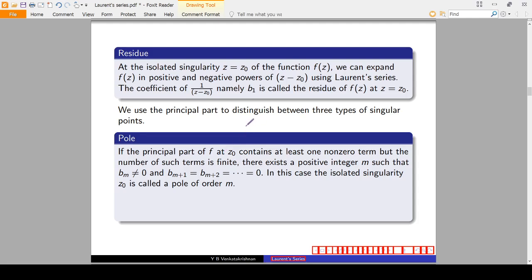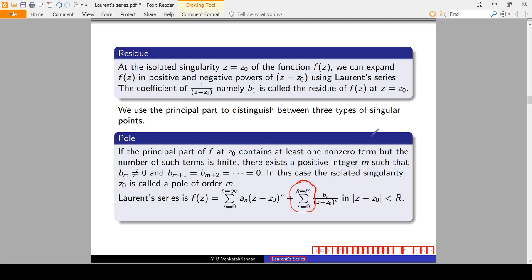And as I told you, the principal part helps to find or distinguish between the singularities. The first one is called the pole. What is this pole? If the principal part contains a finite number of terms and the remaining terms vanish, then it is called a pole of order m. We can see here, instead of having an infinite number of terms in the negative powers of z minus z naught whole power m, you have a finite number.